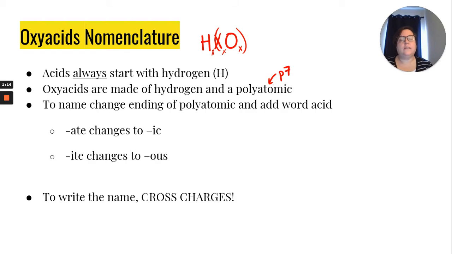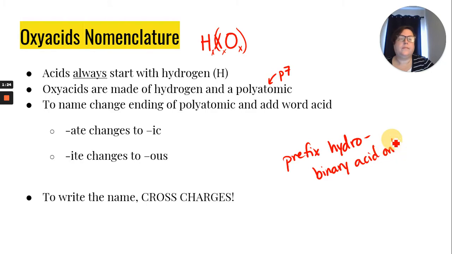Notice that we're not using the prefix hydro. The prefix hydro tells you it's a binary acid, so we don't use it when we do oxyacids. We're still going to cross charges when we go to write the formulas.